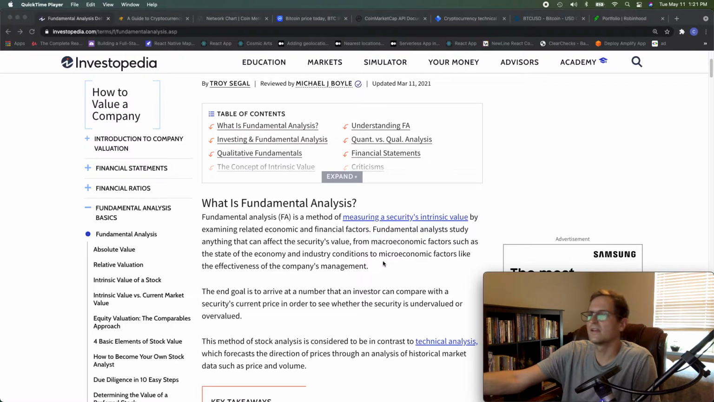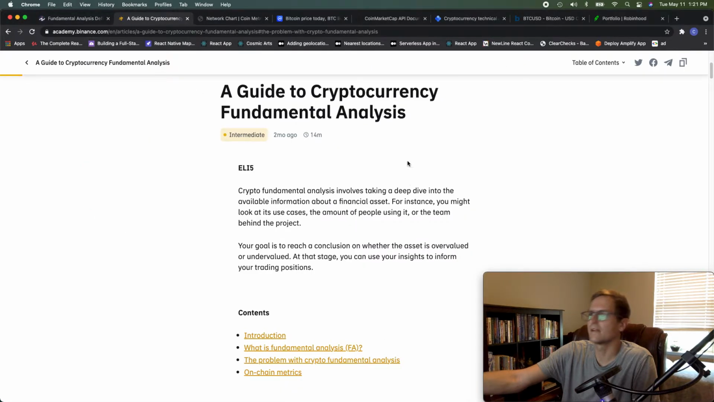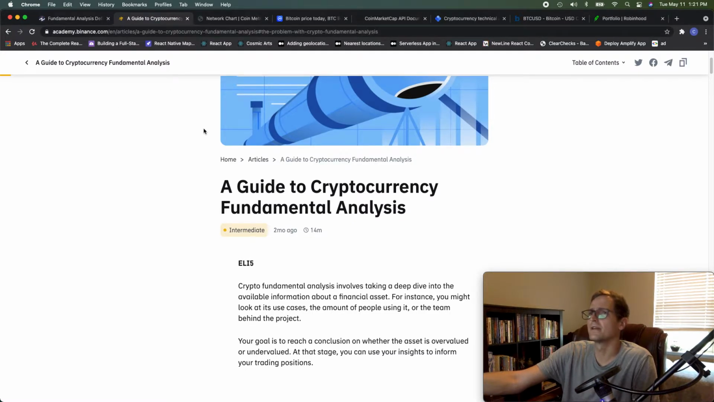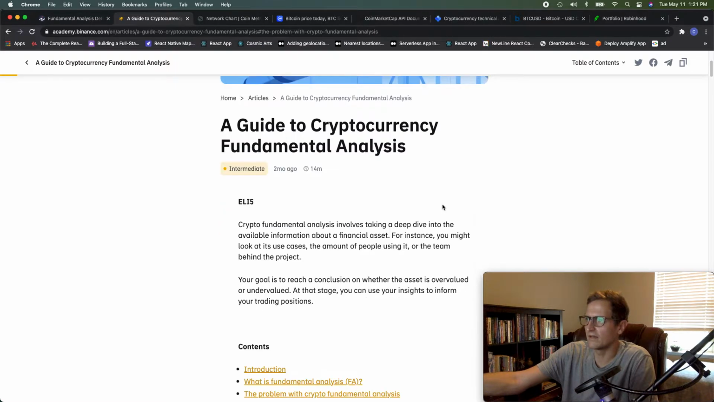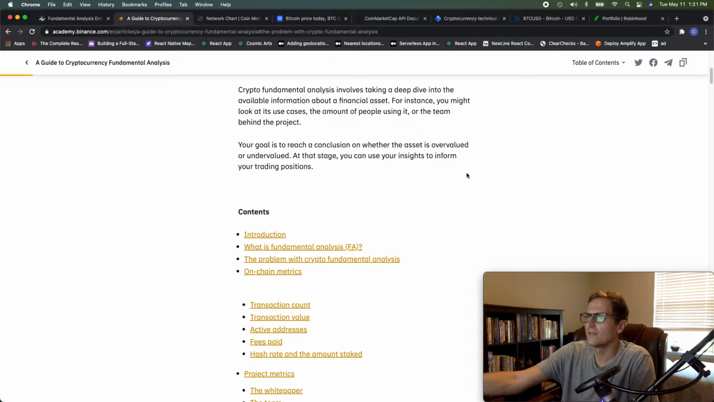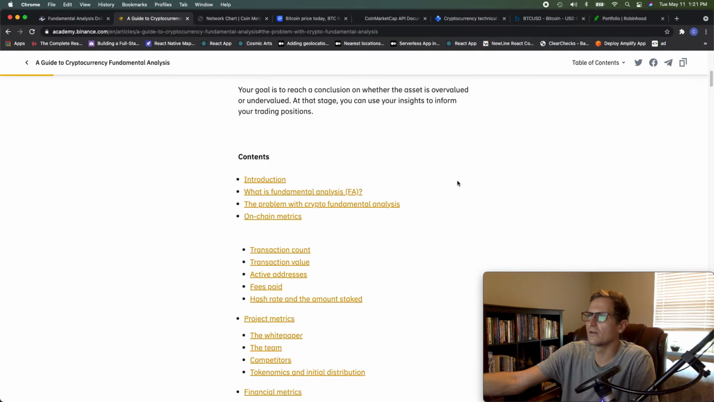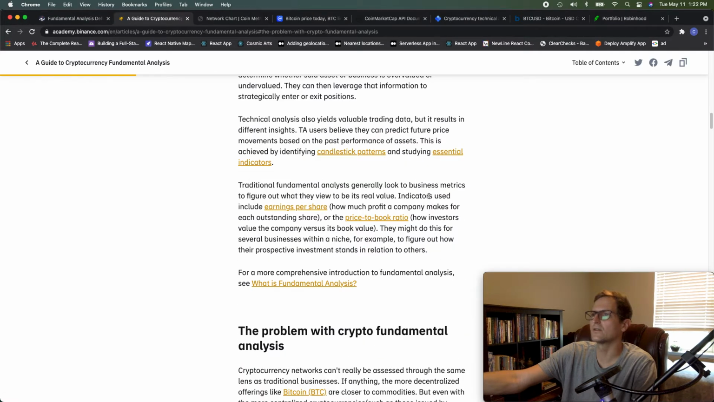We're going to get a little deeper into this. I'm going to pull up this other website, academy.binance.com. By the way, again, not paid, just letting you know where I'm at. This article is a guide to cryptocurrency fundamental analysis, so you can check it out. I can link it below as well. It goes over something really important, the problem with crypto fundamental analysis, and that's what I was saying at the beginning of this. Companies in crypto are just different.